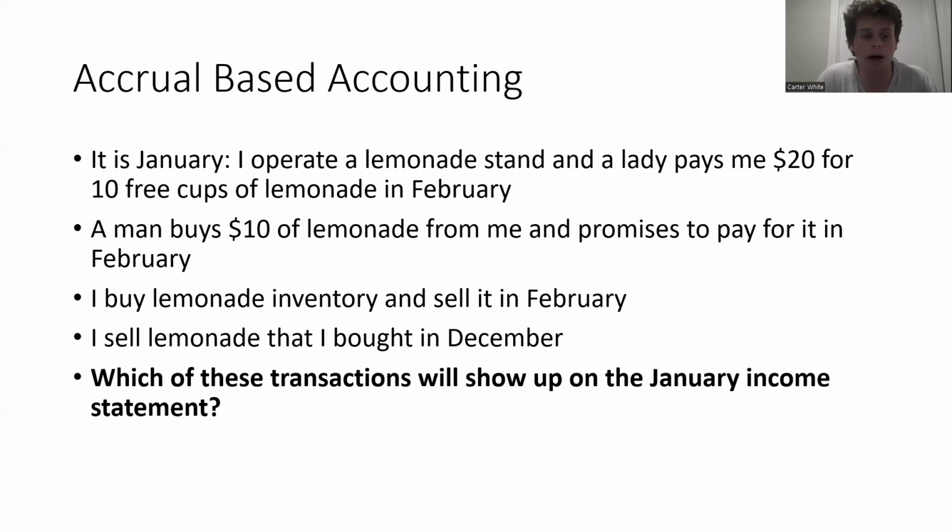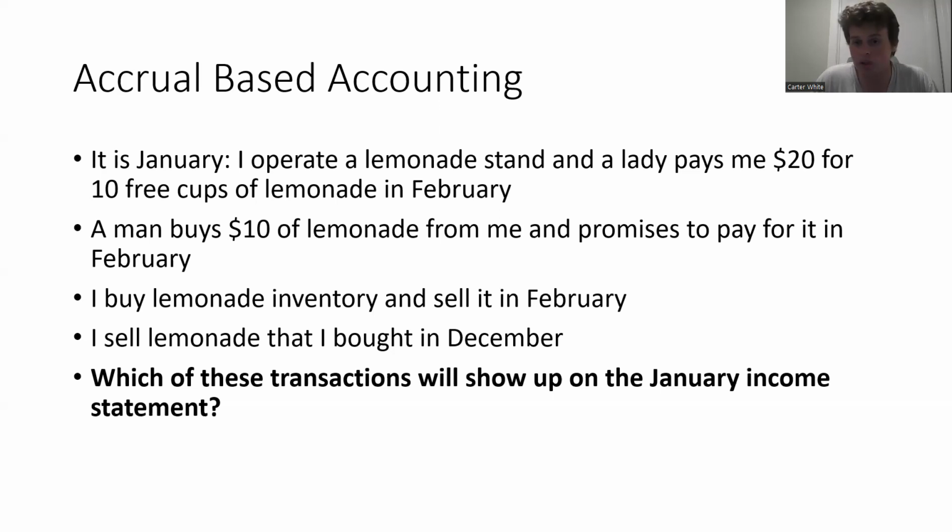The second one, a man buys $10 of lemonade from me and promises to pay it in February. This is kind of the opposite, right? The guy is buying lemonade from me now. I'm providing him with this good, but he says he's not going to pay it to me until February. So in this case, I would actually record this $10 as revenue on my income statement because I'm providing the good in this period.